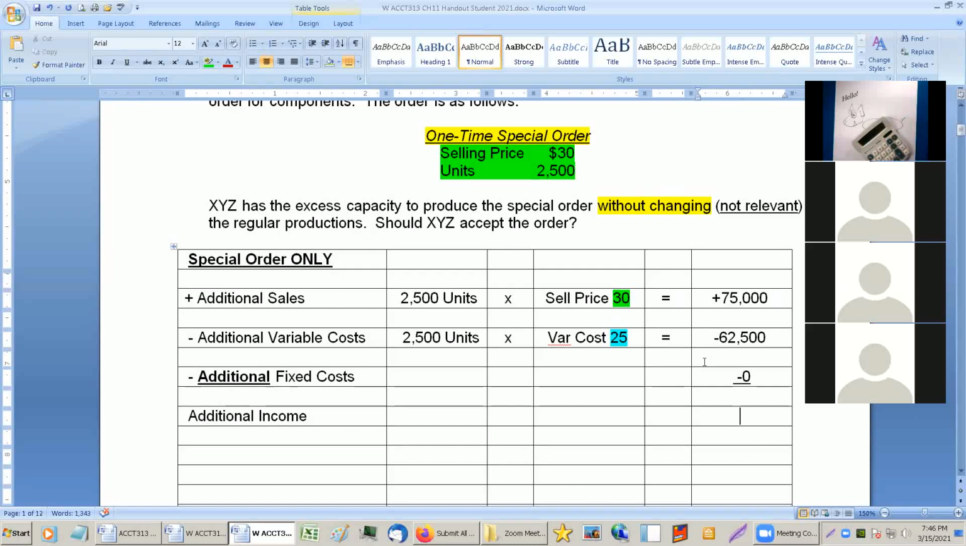12,500. So this would be a positive 12,500.